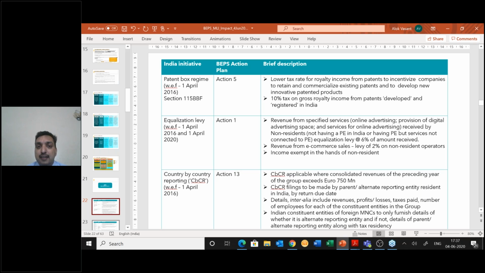And what India has done is that if any entity which has a patent registered in India, which has been developed in India, and the R&D work has been done in India, then the royalty income on that will be taxed at the rate of 10% instead of the normal rate of 25% or 30% for the companies.